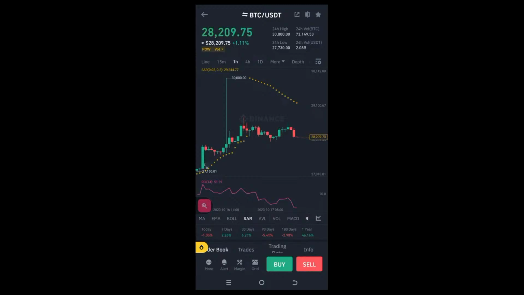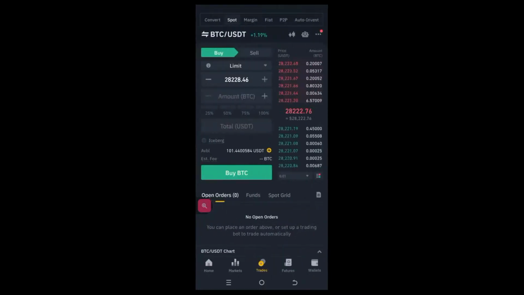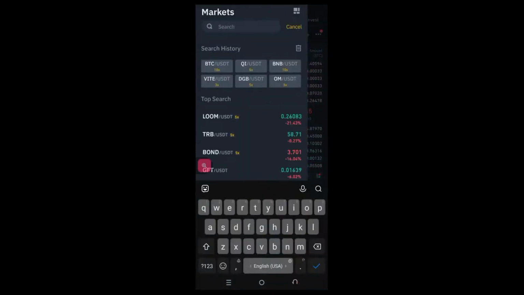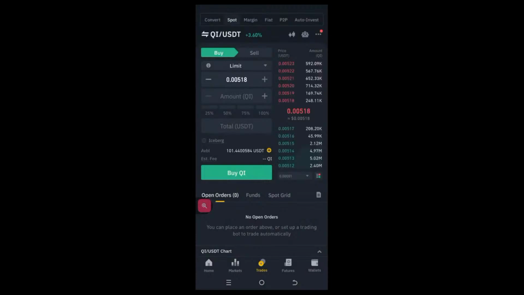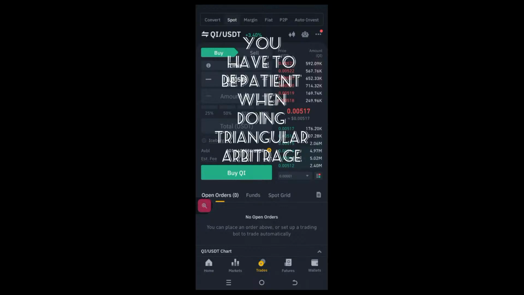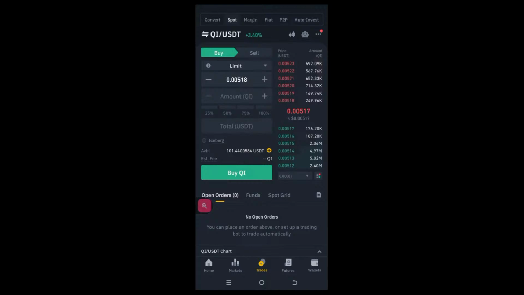That helped other coins to pick up and get more favorable outcomes. But anyways, it's not about BTC. It's actually about QIUSDT, and that is our triangular arbitrage. And it's good. We were able to make money. But let me tell you something. You're doing triangular arbitrage, you've got to be patient, because you never know when it's going to come out.